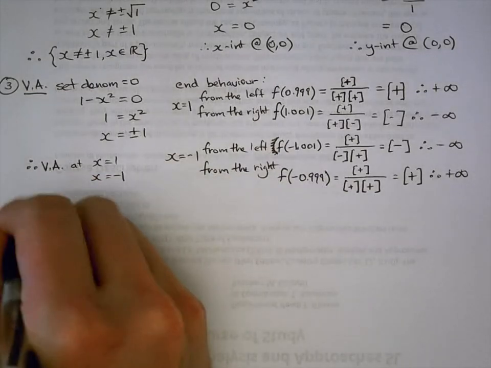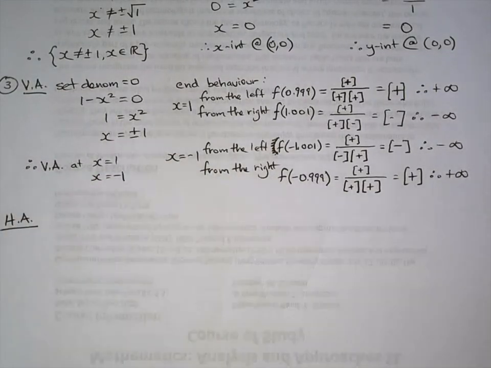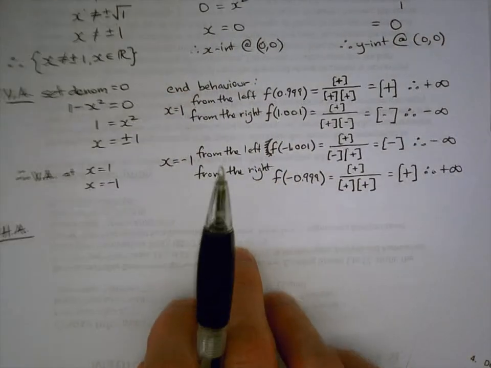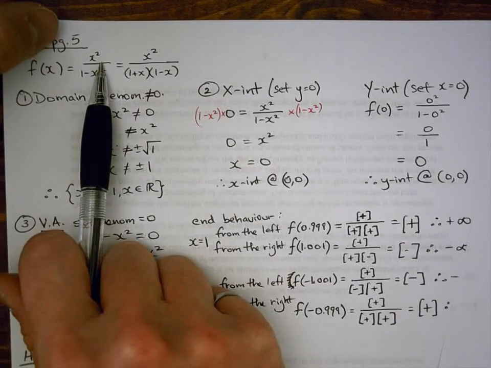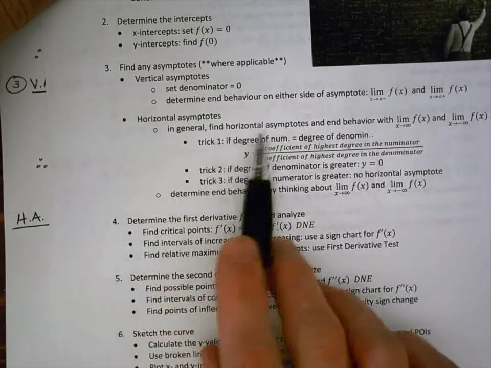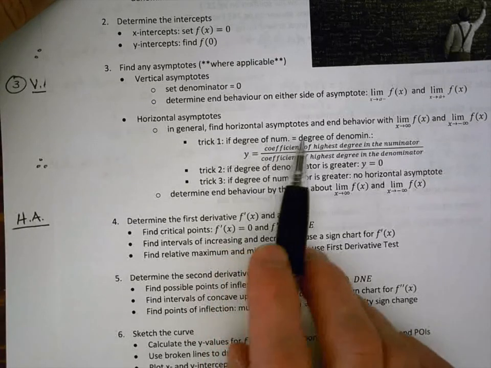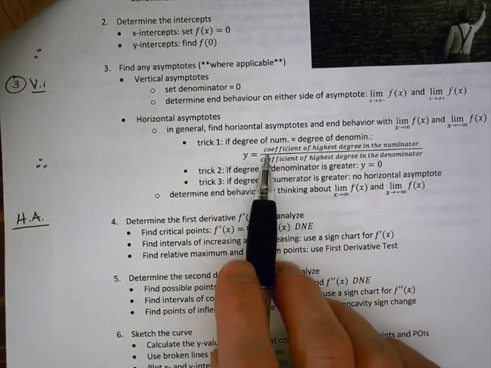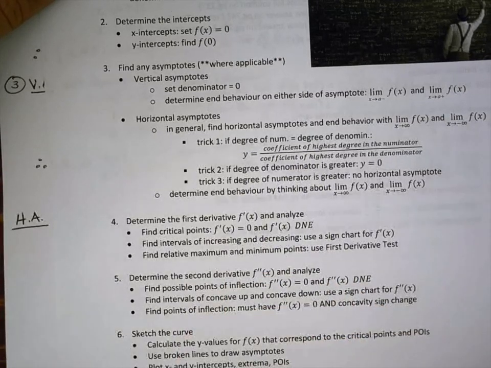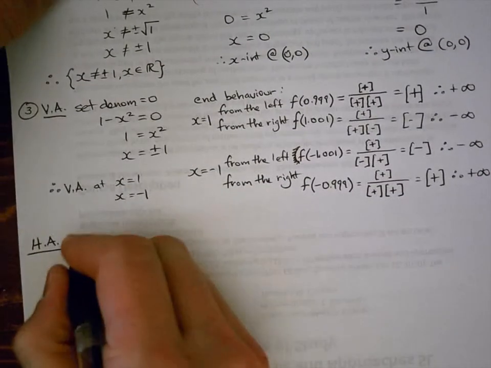Now we are not done. We also have to do the horizontal asymptote. This is where I go through my tricks. You could use limits at infinity, but it's easier to use the tricks. Look at the degree of the denominator and the numerator. In the original function, the numerator has a degree of 2, and the denominator also has a degree of 2. Remember the trick: if the degree of the numerator is equal to the degree of the denominator, then the coefficient of the highest degree in the numerator divided by the coefficient of the highest degree in the denominator is the horizontal asymptote. So I'm going to make a quick note about that.